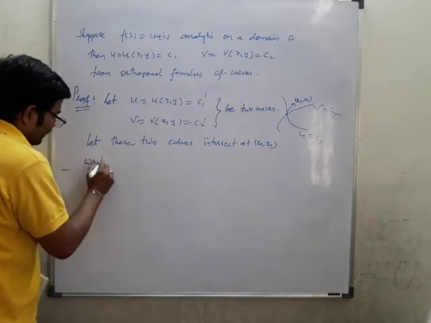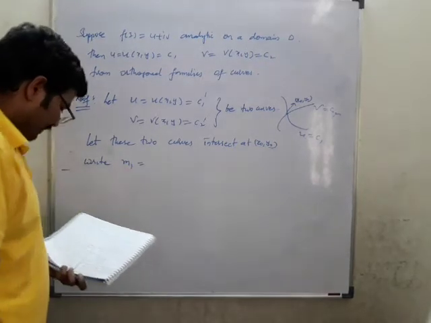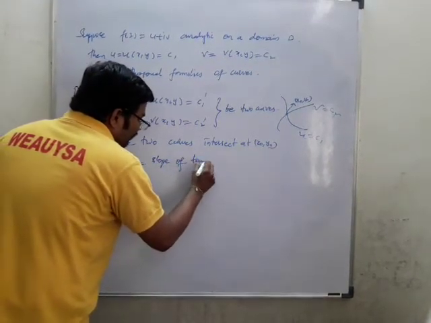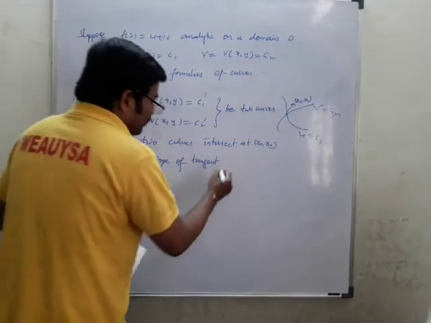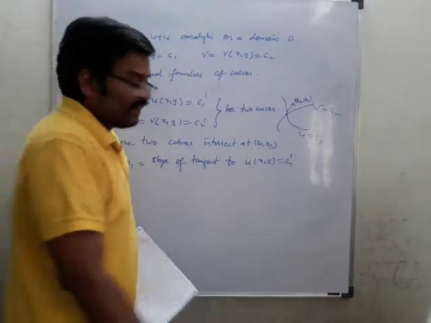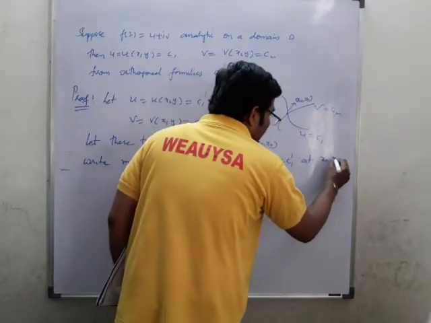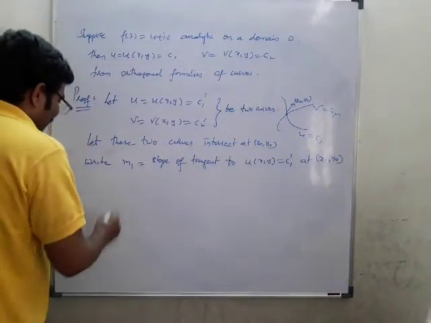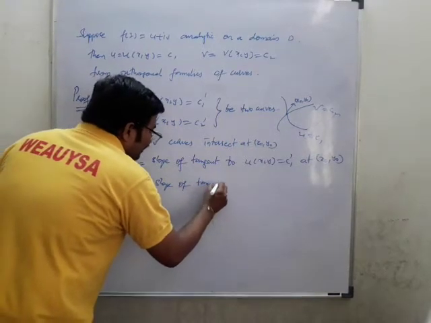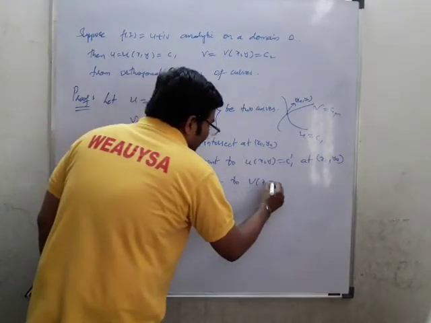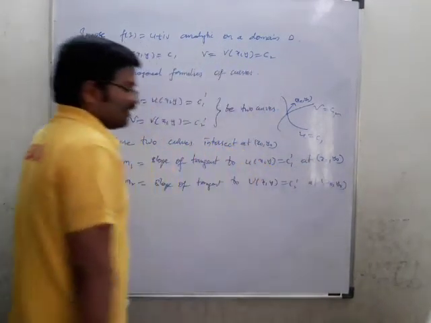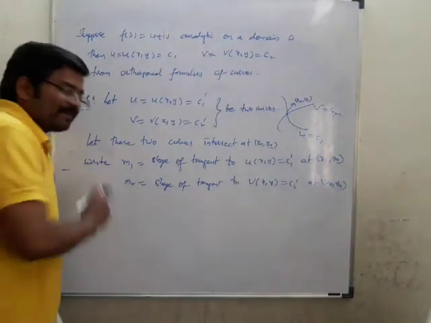We will write m1 as the slope of the tangent to u of x comma y equal to c1 dash at x0 comma y0. This is m1. And m2 is the slope of the tangent to v of x comma y equal to c2 dash at x0 comma y0. These are the two tangents now, so the product of these must be equal to -1.